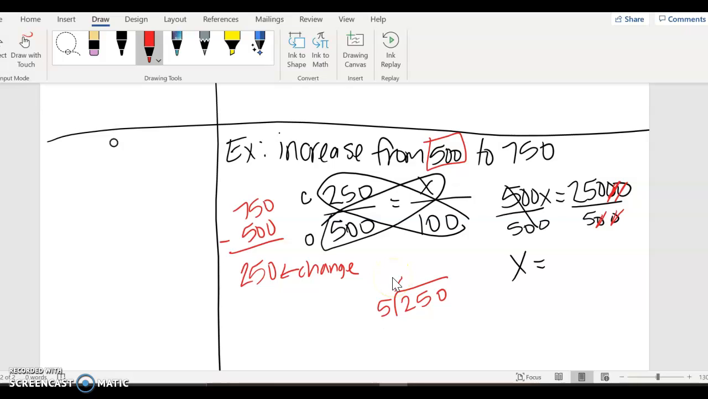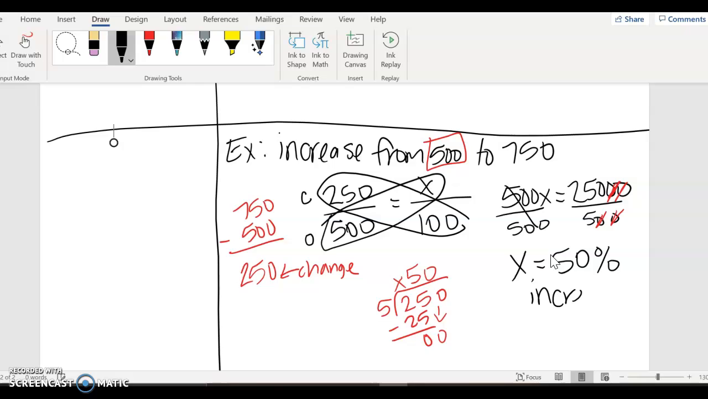5 will not go into 2, but it will go into 25 5 times. Subtract, we have nothing left over. Bring your 0 down, bring your 0 back up. So we can say this represents a 50% increase for our savings account. And that is percent of change.